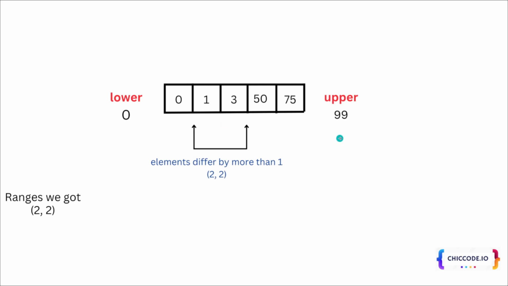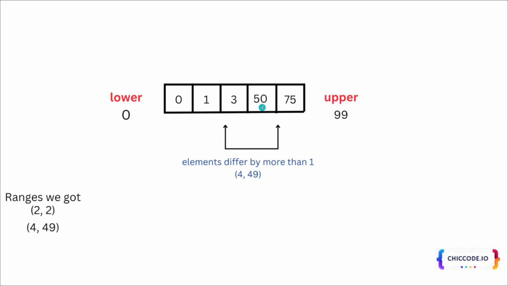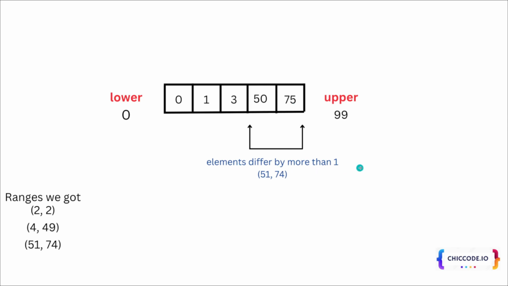And then we move next to 3, 50. Elements differ by more than 1, so we have a range of 3 plus 1 and 50 minus 1, so we have 4 and 49, as you can see here, as our ranges. Same, we go to 50, 75. Elements differ by more than 1, so 50 plus 1 towards the right side will be 51, and towards the left side 75 minus 1 is 74.